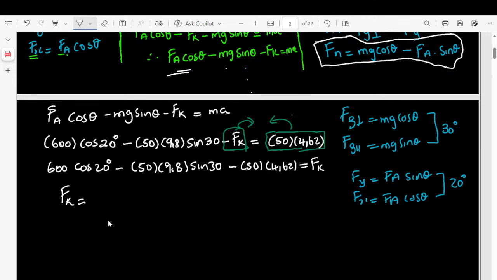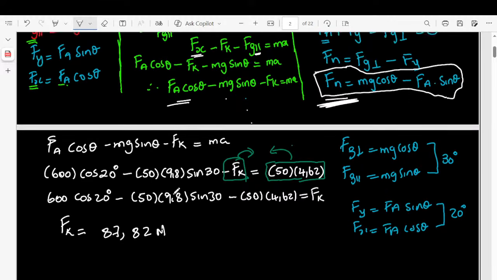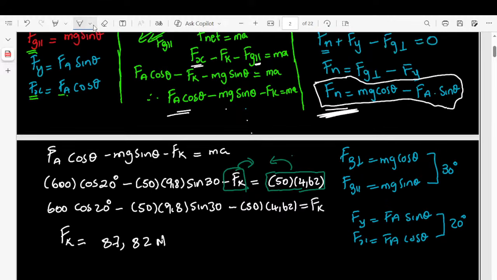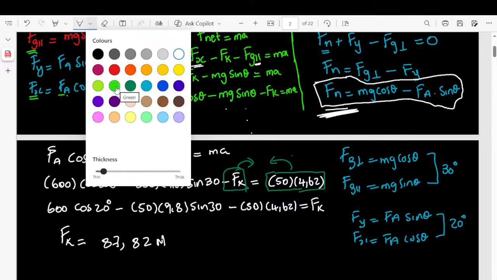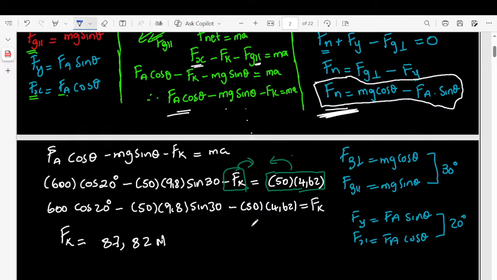So the correct answer will give us Fk at 87.82. Thank you very much. So this will be 87.82 newtons. So we have the frictional force. We need to use this formula here to find the normal force. So let us rewrite that formula down, then we're going to work on it and find the normal force.